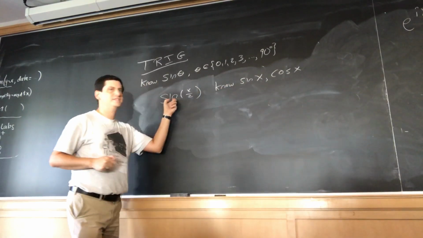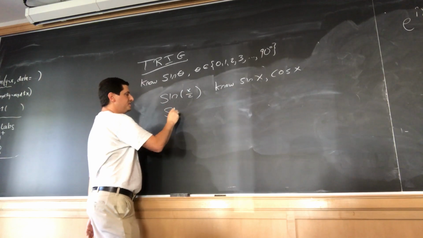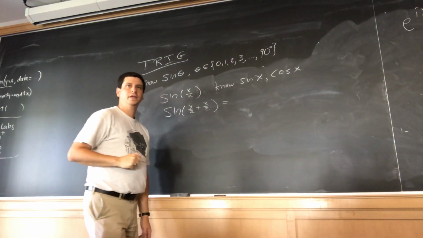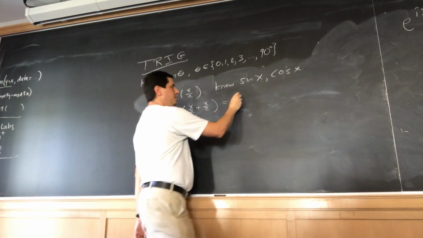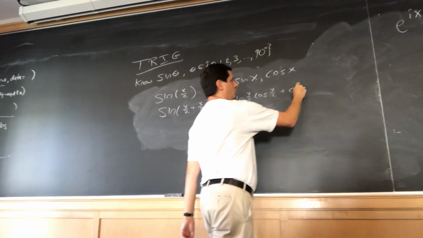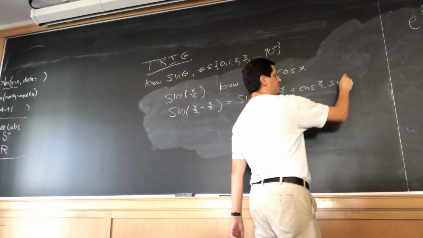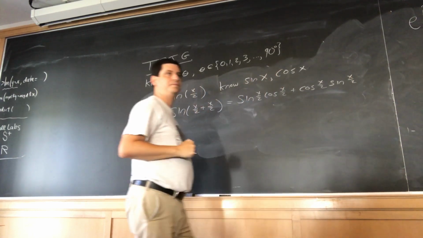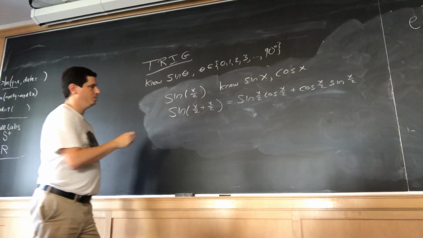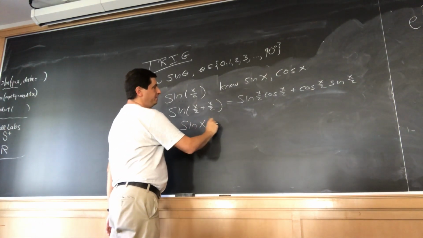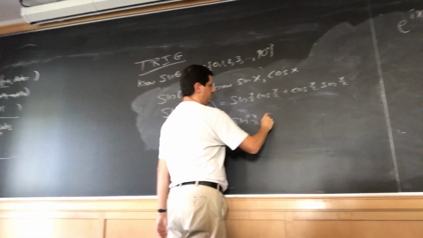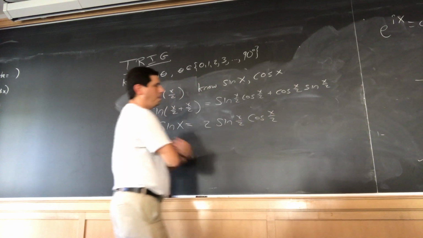How can I get sine of x halves in terms of these? Well, if I look at the sine of x halves plus x halves, if I use my formula, this is going to be the sine of x halves cosine x halves plus cosine x halves sine of x halves. I'm hoping I'm doing this the right way. So we get the sine of x is going to be 2 sine x halves cosine x halves.